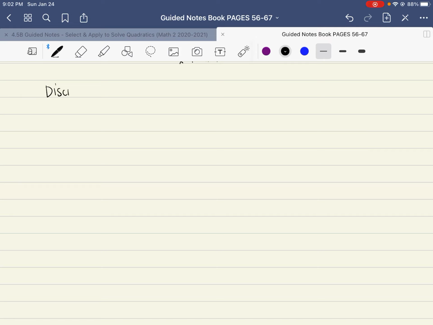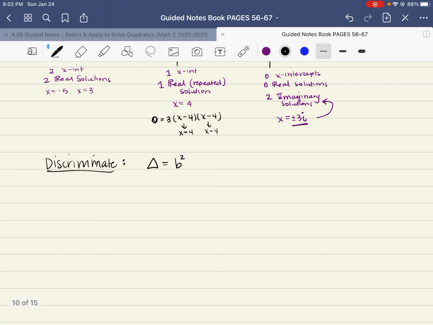So the discriminant here, and I'm going to use the Greek letter delta to define the discriminant. The discriminant is equal to, and again, this is from standard form of a quadratic, so let me write standard form really quickly: ax squared plus bx plus c. It comes from the relationship of b squared and subtracting 4 times the a value times the c.